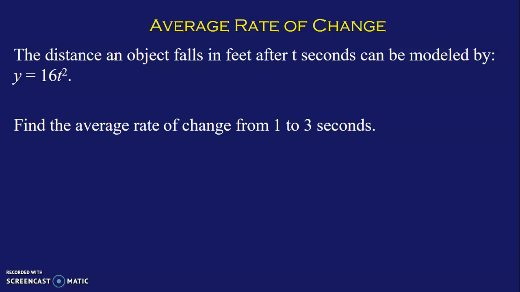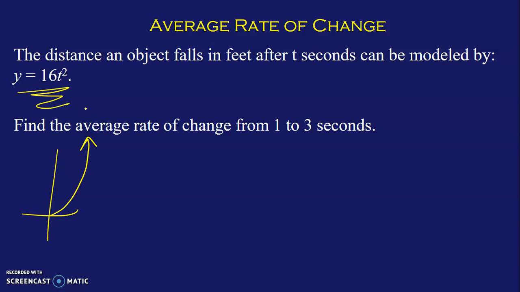So, the distance an object falls in feet after t seconds can be modeled by y equals 16t squared. So let's think about what this graph would look like, because I want to know the average rate of change from 1 to 3 seconds. This object is falling. So let's draw a graph of 16t squared. It would look something like this.